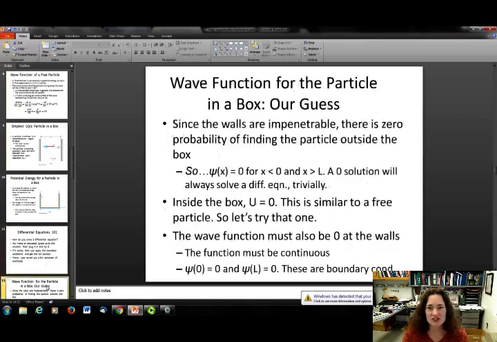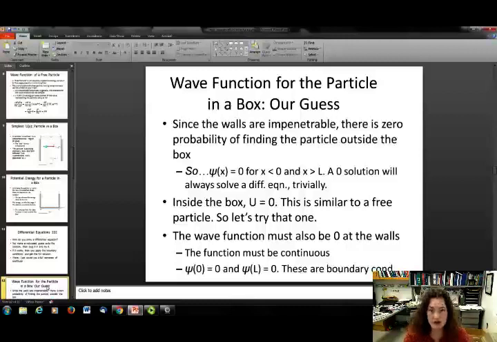Well, here's our educated guess for the particle in the box. Since the walls are impenetrable, the potential is infinite. There's no way that you can make it through. That means that there's a 0 probability of finding the particle outside the box. What does that mean? Well, that means that the wave function has to be 0 outside the box, right? So psi of x is equal to 0 for x less than 0 and x greater than L.